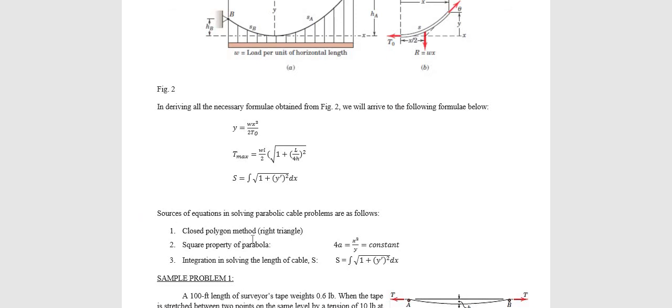But take note, the sources of equations in solving parabolic cable problems are as follows. You can solve cable problems by using these three sources of equations. First is to use the closed polygon method, which is the right triangle. Next is the square property of parabola, a formula common in your geometry or trigonometry: 4a is equal to x squared over y, equal to a constant. And third is the integration in solving the length of the cable, which is the same as here.